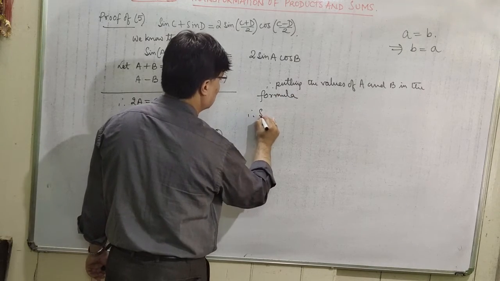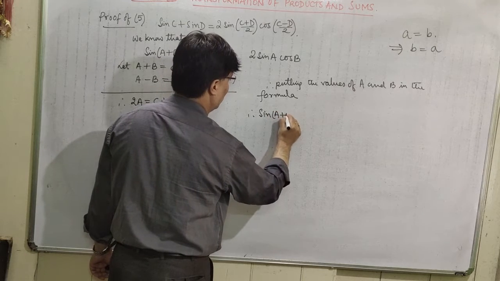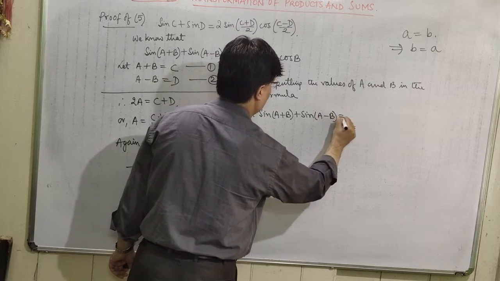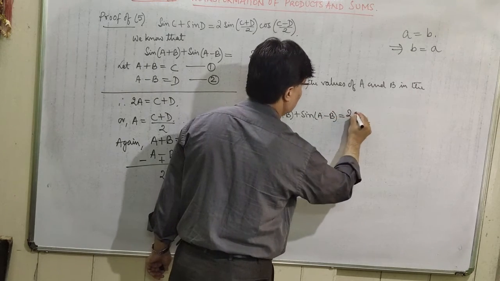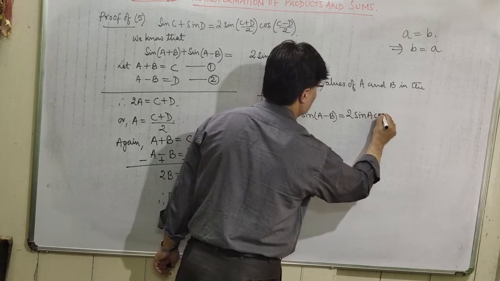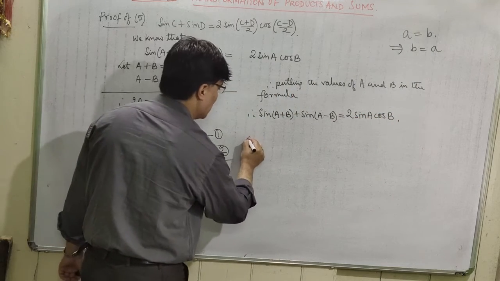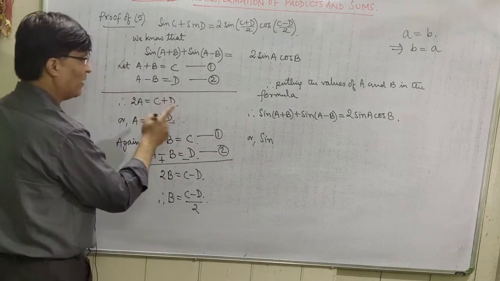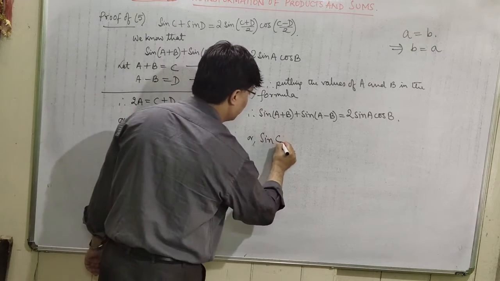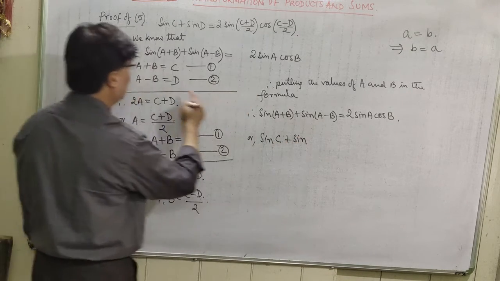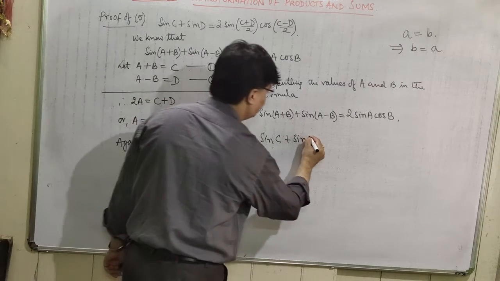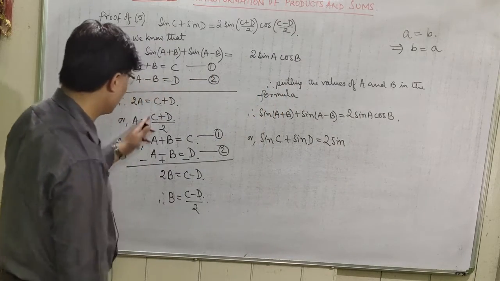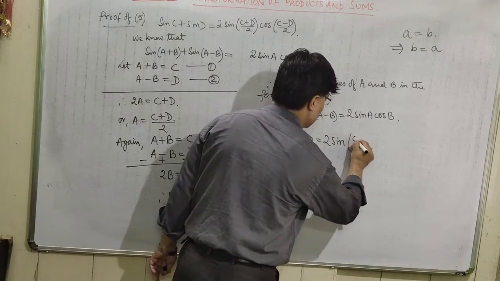That is sine of a plus b plus sine of a minus b is equal to 2 sine a cos b. Now let us use the values. Sine, what is the value for a plus b? We have assumed it as c, plus sine, what was a minus b? We had assumed it as d, which is equal to 2 sine of, what is a here now? What is the value for a? It is c plus d by 2.